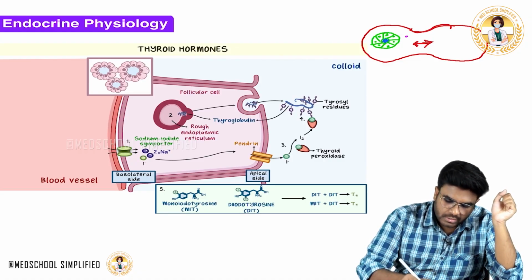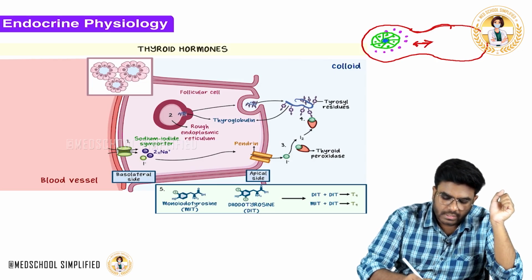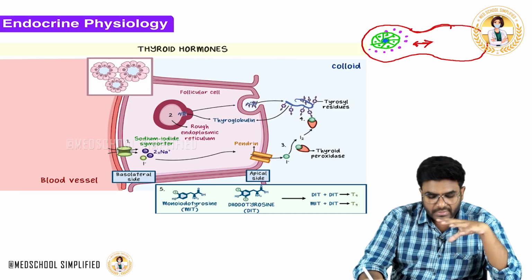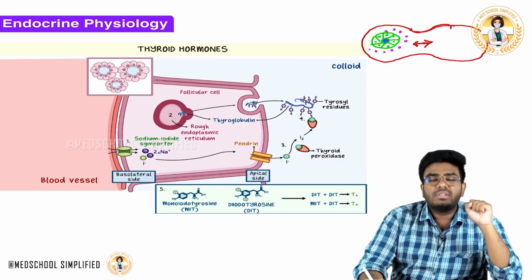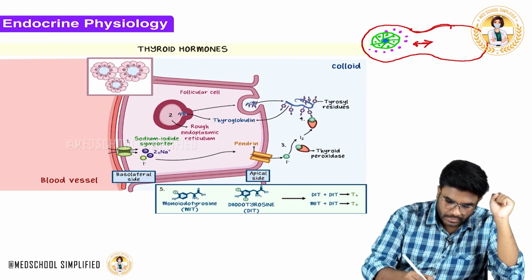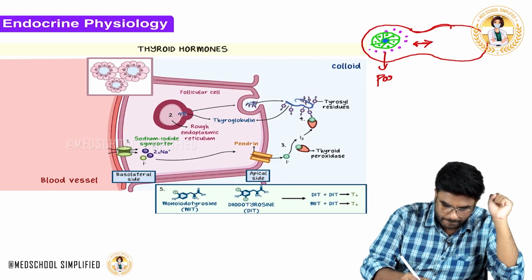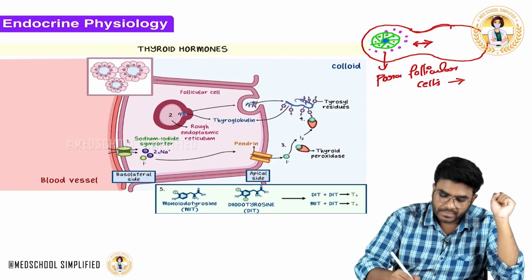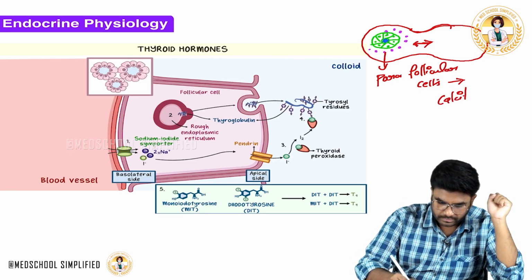After this, there are also other cells which are called the parafollicular cells. Para means side. So these cells are surrounding the follicular cells, present in the interstitial region. These are the parafollicular cells, and they are producing calcitonin.